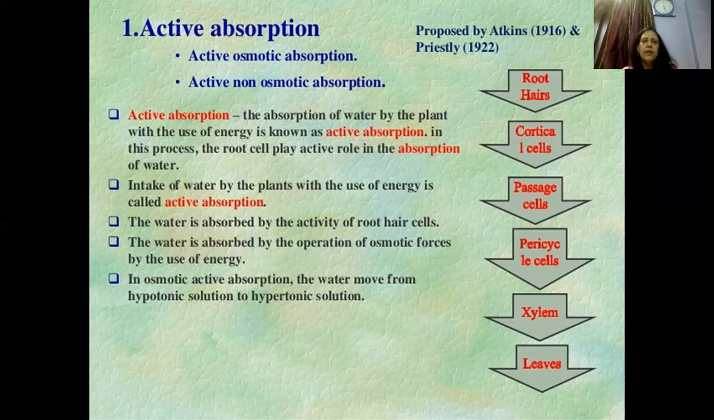See, read here carefully. Active absorption, the absorption of water by the plant with the use of energy, is known as active absorption. What did we see earlier? Passive absorption is through the roots, and in active absorption, the water is absorbed by the roots. So when it is by the roots, there is energy involved. So here you see, in this process, the root cell plays an active role in the absorption of water, and it utilizes energy. Now, the water is absorbed by the operation of osmotic forces by the use of energy.